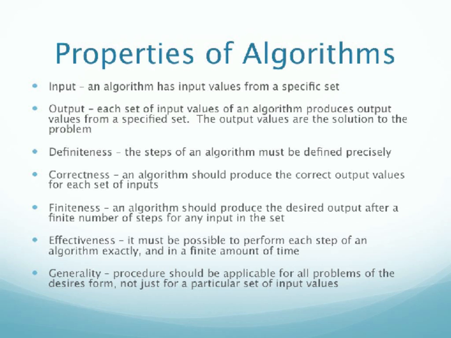Definitiveness. The steps of an algorithm must be defined precisely. Correctness. An algorithm should produce the correct output values for each set of inputs. Finiteness. An algorithm should produce the desired output after a finite number of steps for any input in the set.